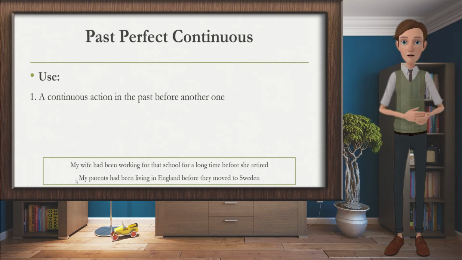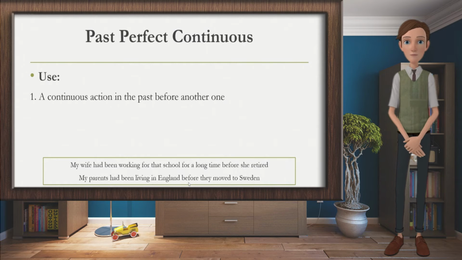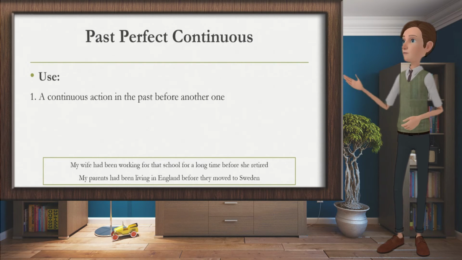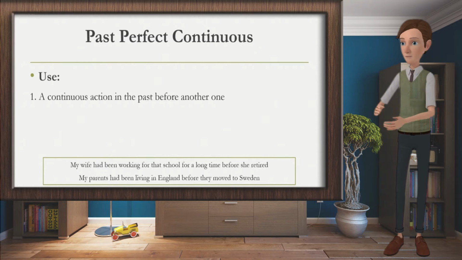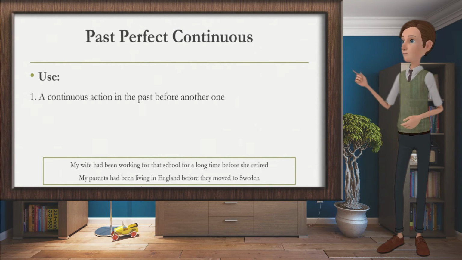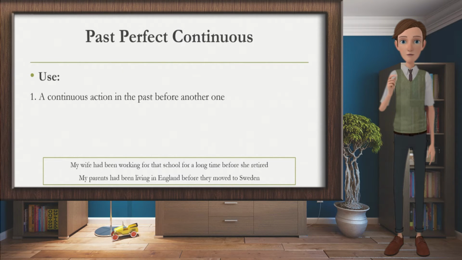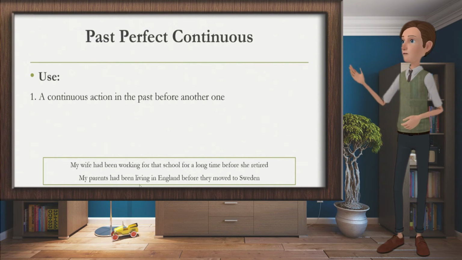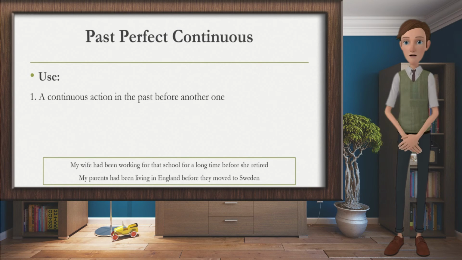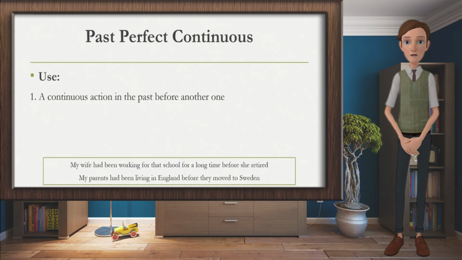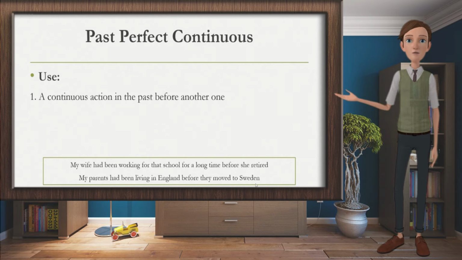The second example, my parents had been living in England before they moved to Sweden. So my parents had lived for a period of time in England, so the action was a continuous action in the past. They continuously had been living in England before the other action, which is moving to Sweden.